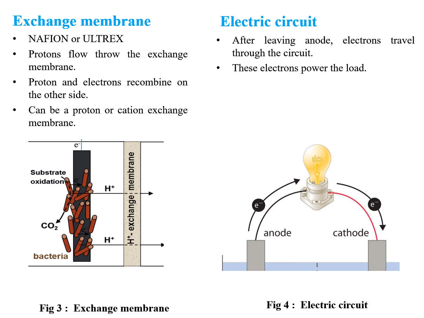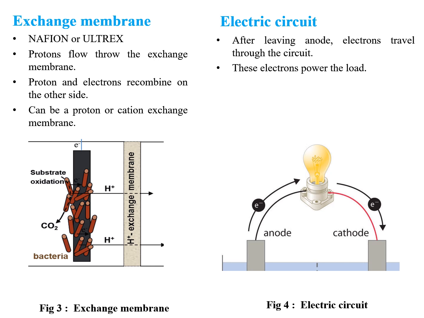The next one is exchange membrane. Exchange membrane is a thin membrane which is placed in between the anodic and the cathodic chamber. The protons from the anodic chamber are transferred to the cathodic chamber by the exchange membrane. An example of the exchange membrane can be Nafion or Ultrex. Protons and electrons recombine on the other side, that is in the cathodic chamber.